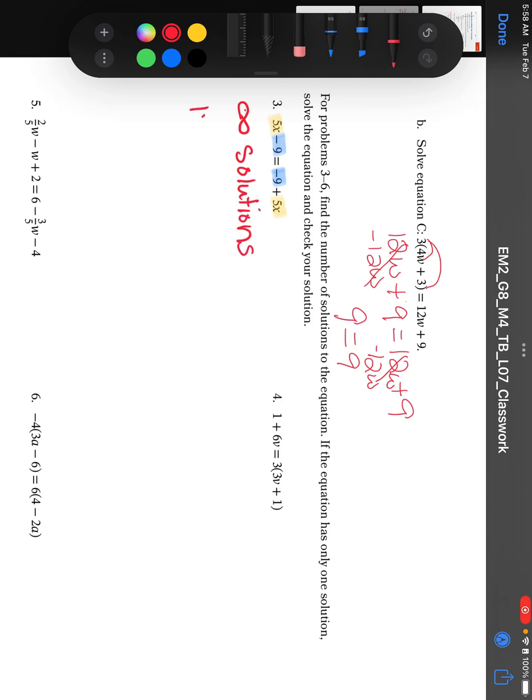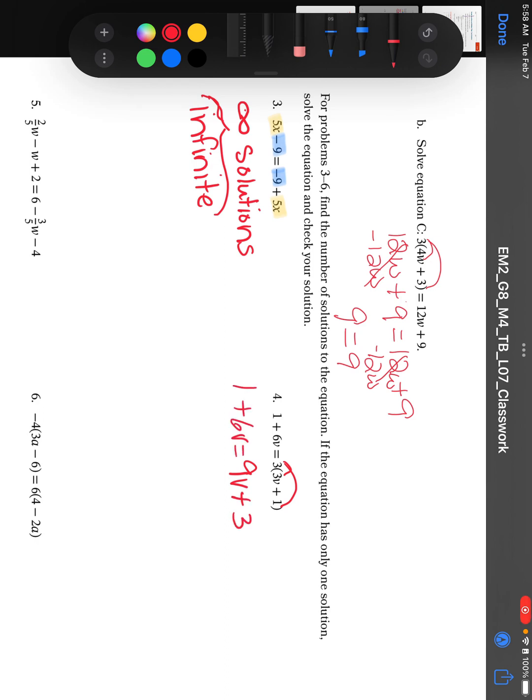You can write the word, you can use the symbol, but that just means infinite solutions. So for each one of these, you are going to have to go through the steps and see. I would distribute here. So 3 times 3v is 9v, 3 times 1.